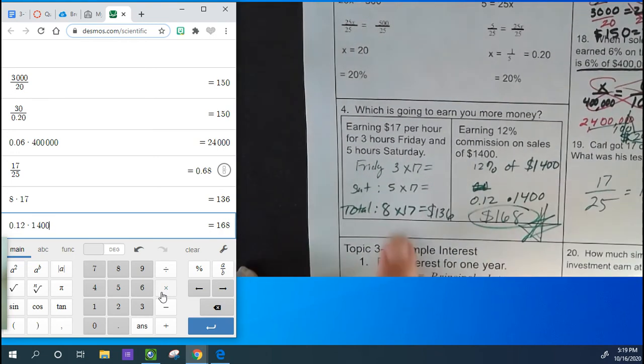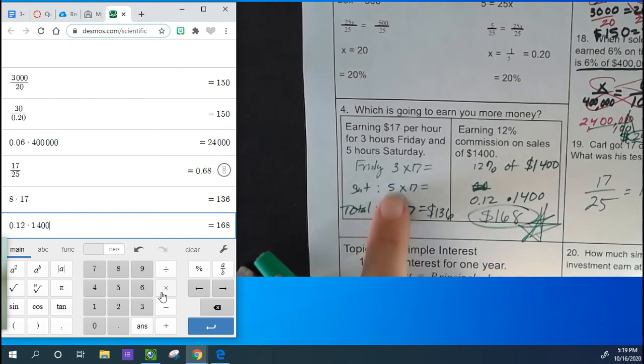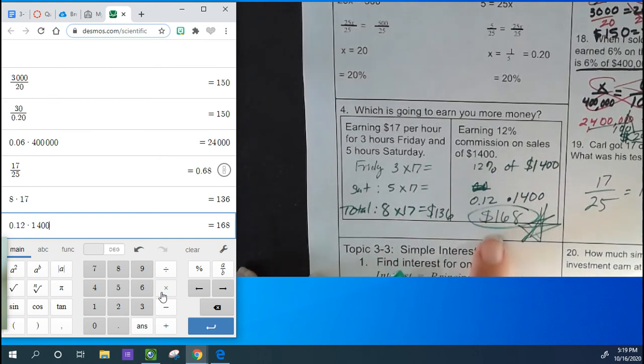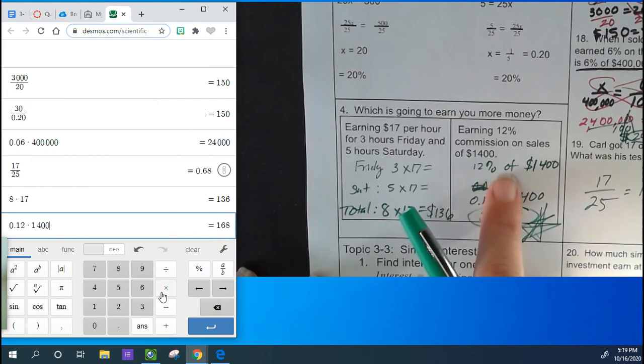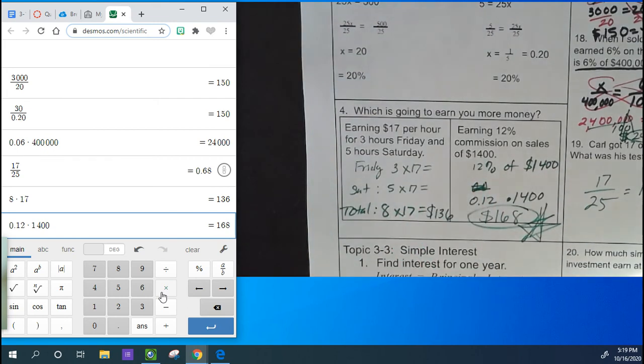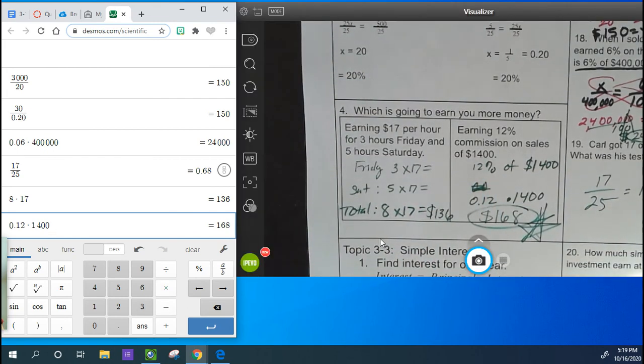Hourly wage, you multiply. I did a shortcut here of adding the total hours up. And this one here, we multiply. No equal sign in here. It's just 12% of 1400. Go back, rewind, rewatch.